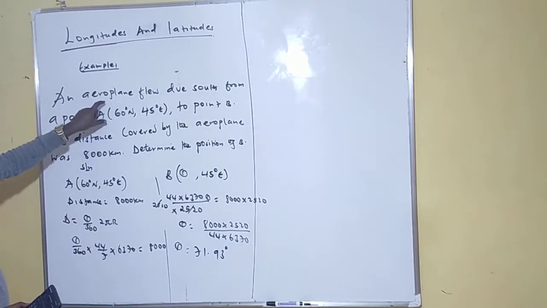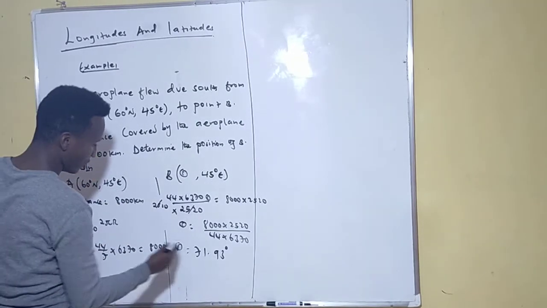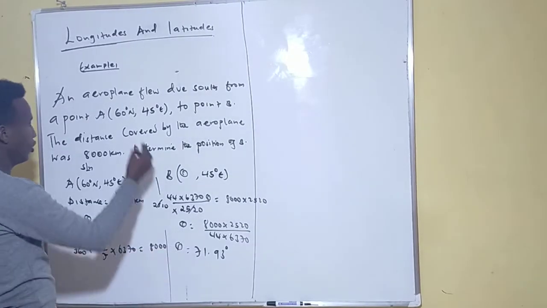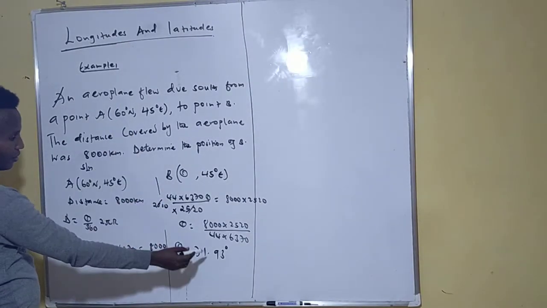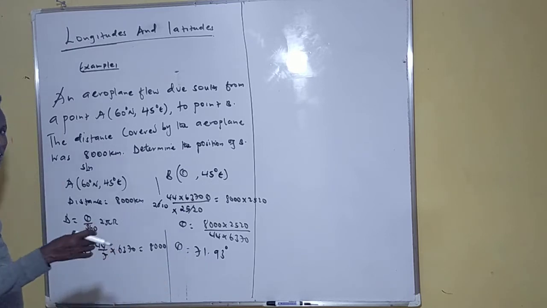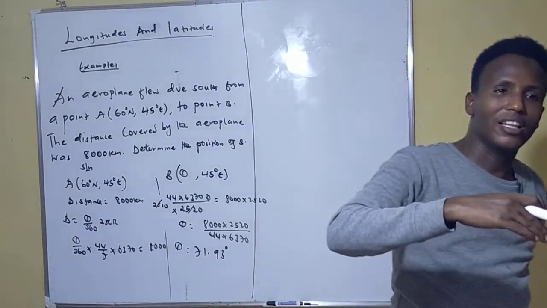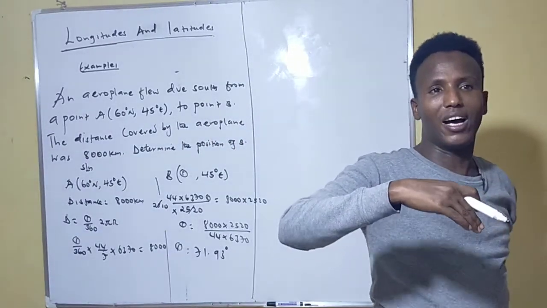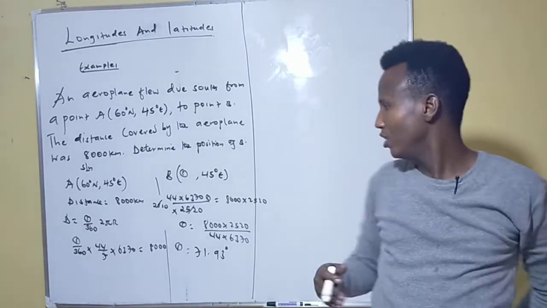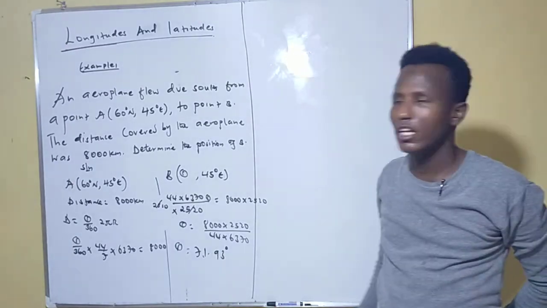Remember, the plane left the northern hemisphere and is headed to the southern hemisphere, and this is the angle traversed. After covering it, you realize it will be at a point in the southern hemisphere, of course, because the airplane started its journey from 60 degree north. So this time it has gone to the southern hemisphere.